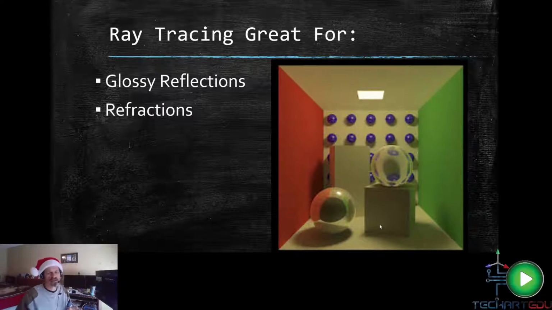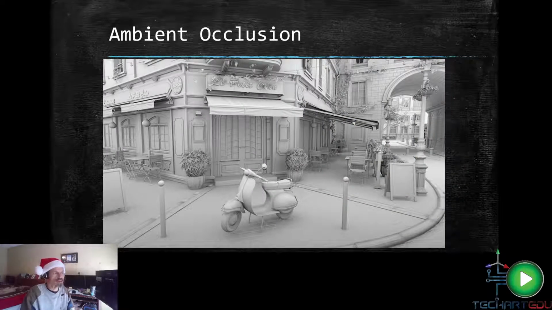But here are some things you may not have known about ray tracing. Ray tracing is also really great for generating ambient occlusion. Ambient occlusion, in case you don't know, refers to the nooks and crannies and deep recesses inside the scene that light has a really hard time getting to.